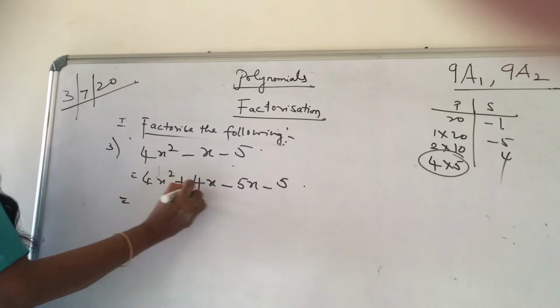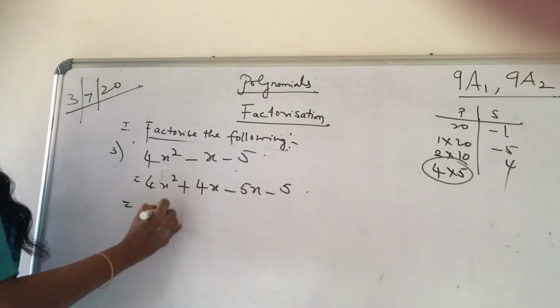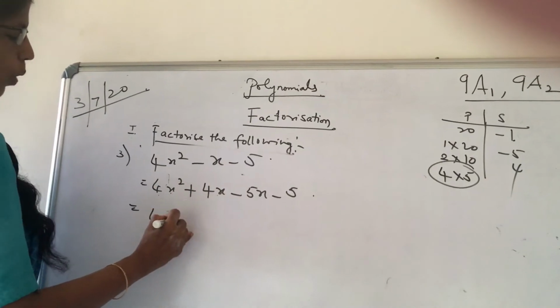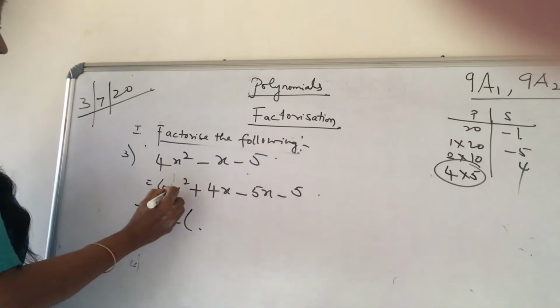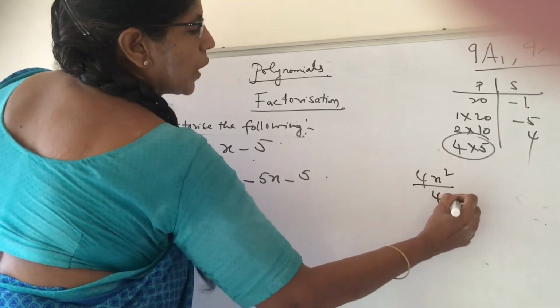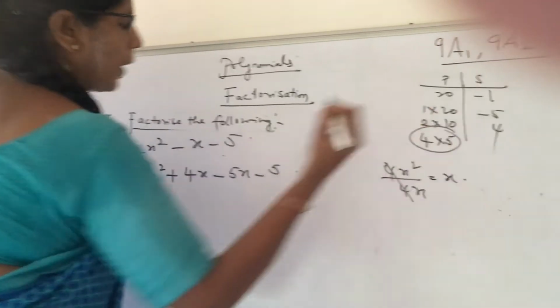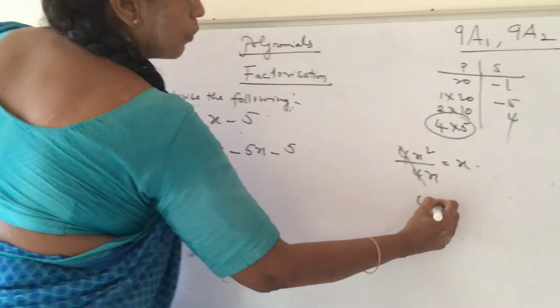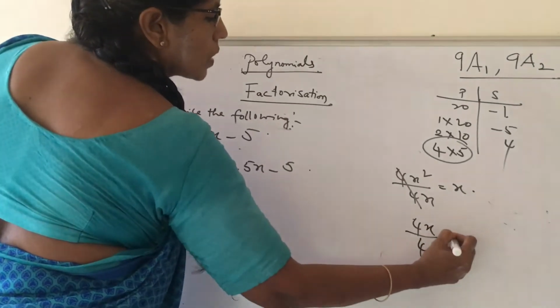You can easily find out your common factor. 4 is common. In x square and x common term, children, x. What is 4x squared divided by 4x, children? X squared by x is equal to x. And what is 4x divided by 4x? 1.